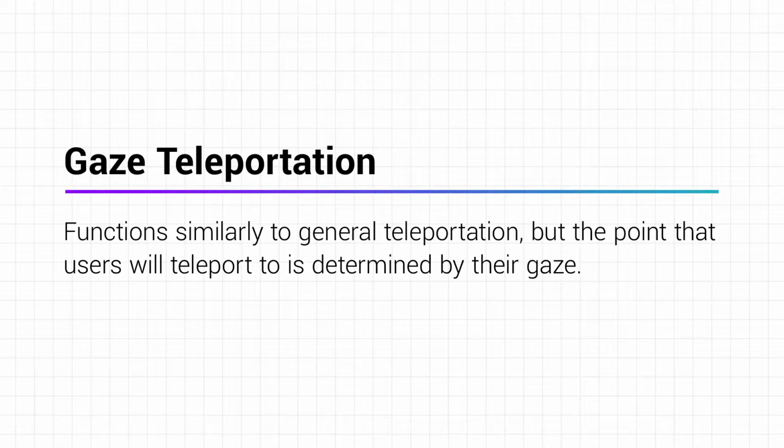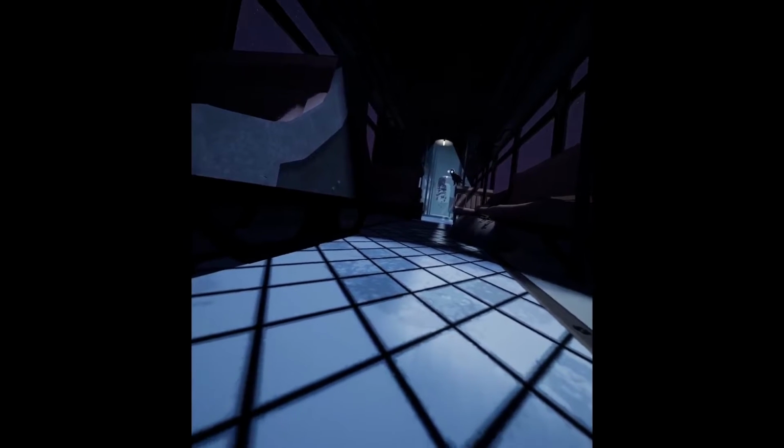A simple but limited method is gaze teleportation. It functions similarly to general teleportation, but the point that users will teleport to is determined by their gaze. Whatever area they are looking at is where they will warp to. The selection is done by holding down a trigger or other button on the controller and then looking at the desired location in the world. This technique was more popular before more advanced input devices were introduced. Precise movement using your head can be challenging and even uncomfortable at times, so it has become less common as a mechanic unless intentionally motivated by the experience.